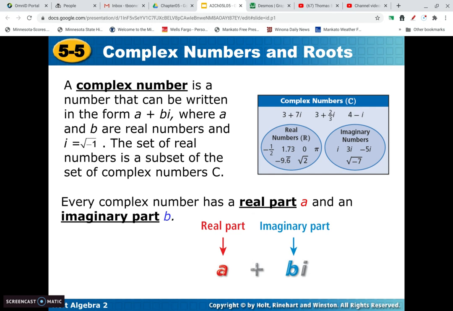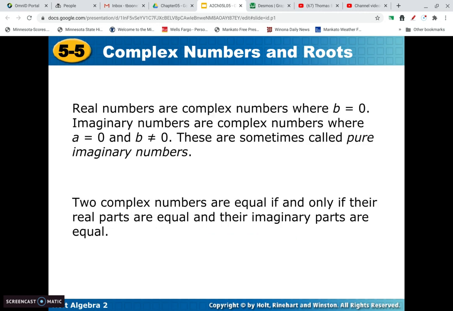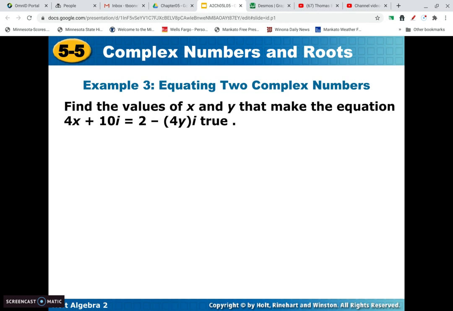Okay, and that's where the phrase keep it real came from, right? We want to keep it real as much as we can. Sometimes we have to go imaginary on it. All right, so you got those. So as we do some of these equations here, you might say, okay, what values of x and y make this true?